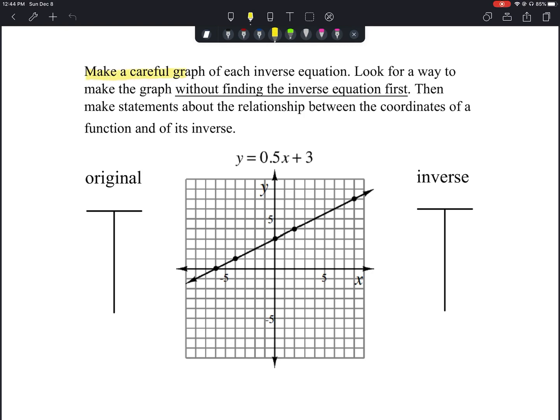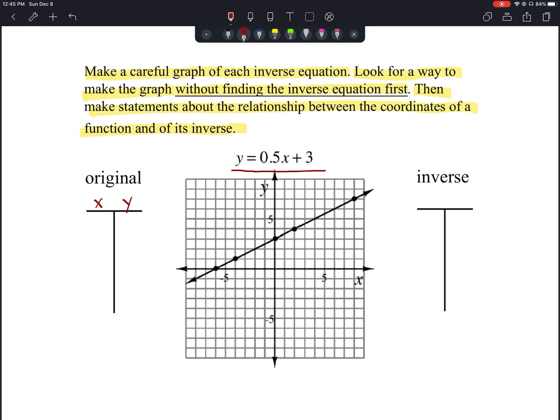The directions here state, make a careful graph of each inverse equation. Look for a way to make the graph without finding the inverse equation first. Then make statements about the relationship between the coordinates of a function and of its inverse. All right, so this first example here, we've got the function y equals 1/2 x plus 3. They're not allowing us to do it by finding the inverse equation, so they want us to do this by using the graph.